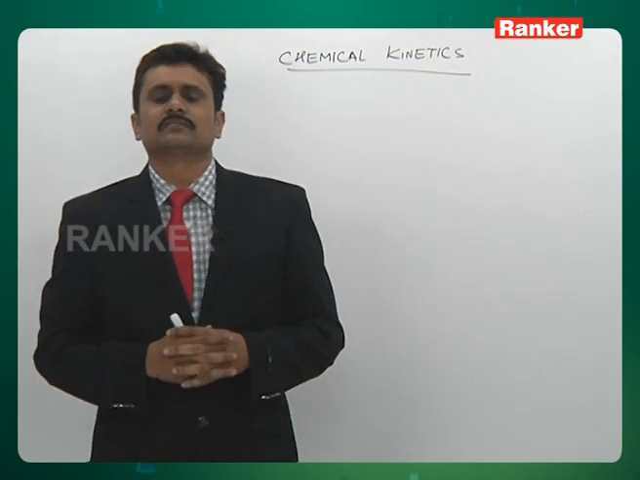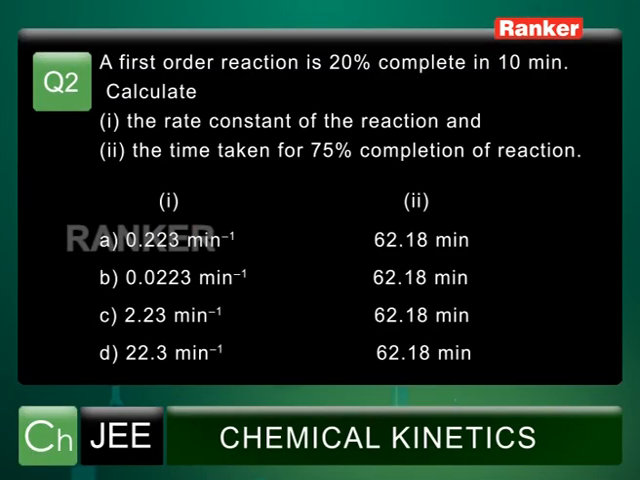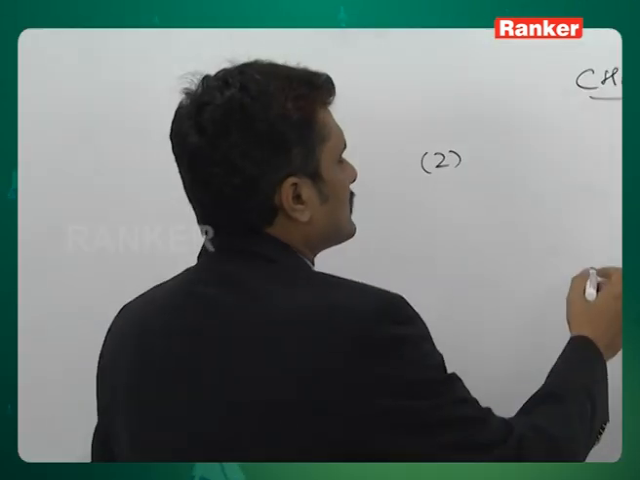Now, the second question is, we have a first order reaction which is 20% complete in 10 minutes. Then you have been asked to find the rate constant for the reaction and also the time taken for the completion of 75% of the reaction. So, over here we have been given that it is a first order reaction.